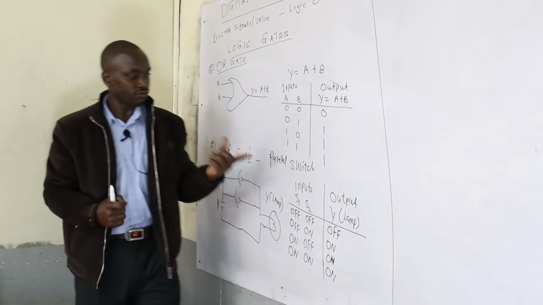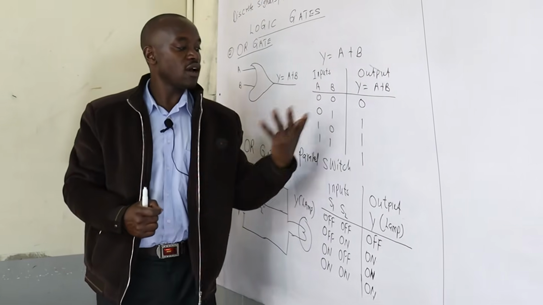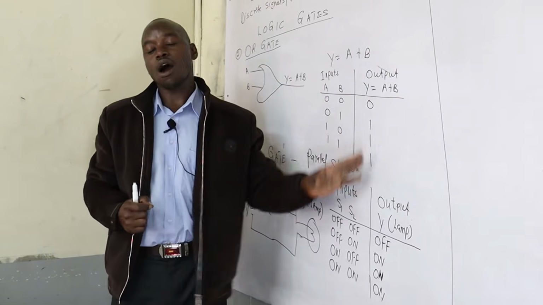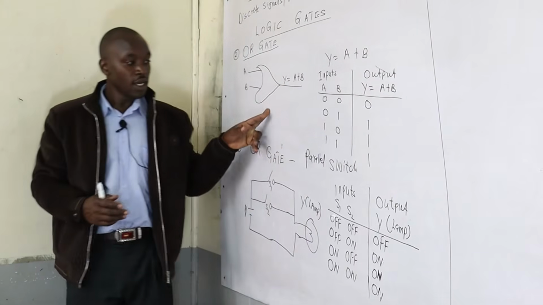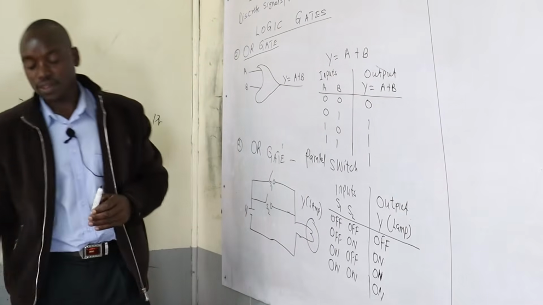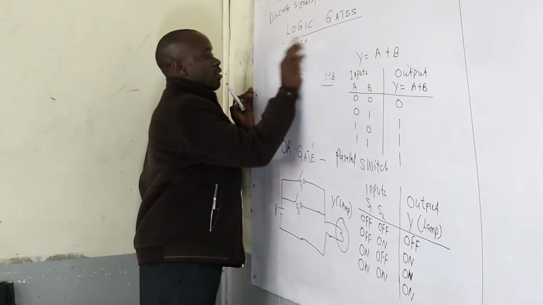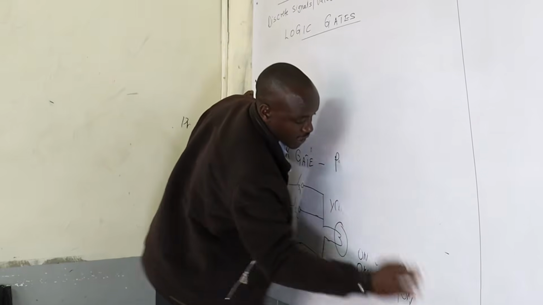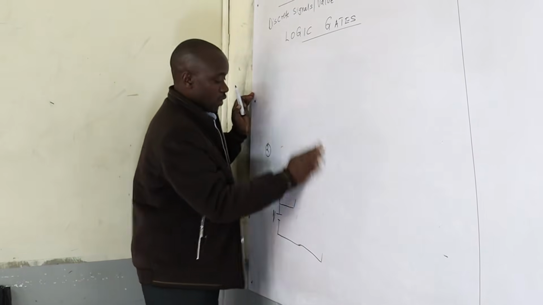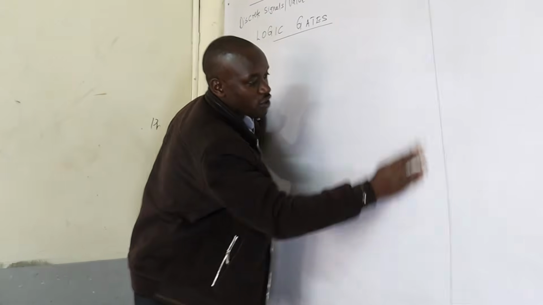If any of them or all of them are switched on, then we get the output being active. That's an OR gate. The third basic gate is the AND gate. So let us see what happens with the AND gate. I will again use the switches or the electrical principles so that people will understand clearly what's happening.